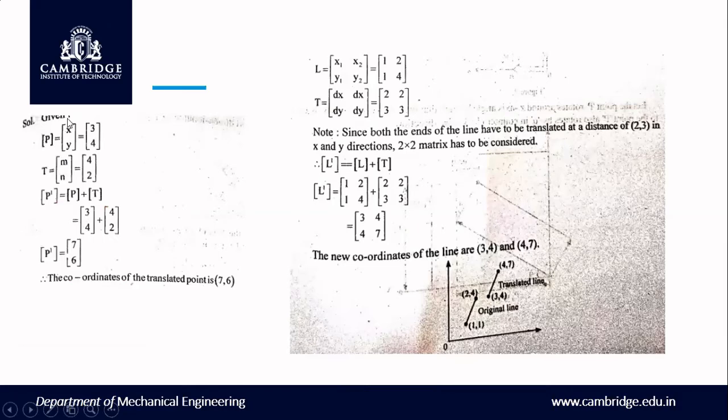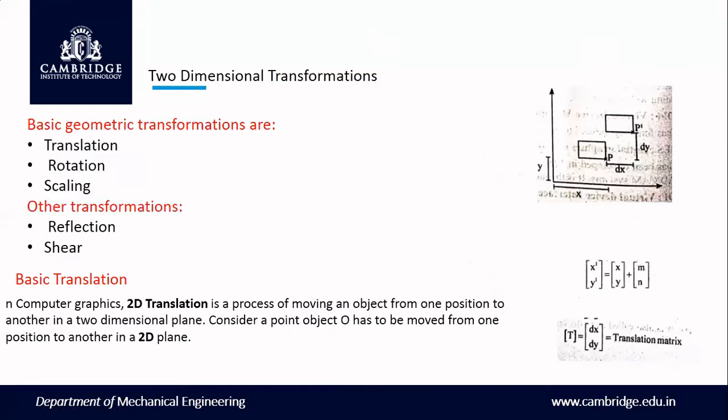I have taken some problems from the textbook. In this problem, the initial point is 3 comma 4. The translation matrix they have given is that along x it has to move 4 units, along y it has to move 2 units. Now p dash is equal to p plus t, where 3 comma 4 is the initial point, and then the translation matrix.